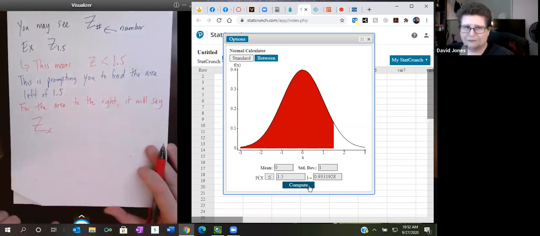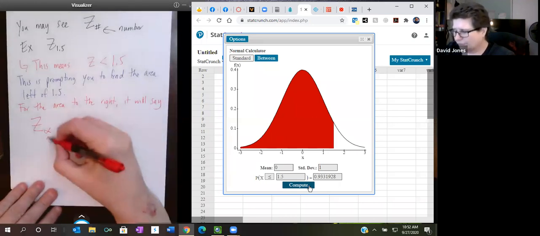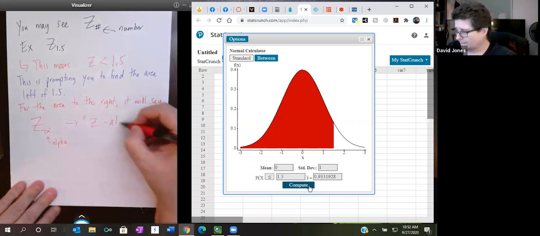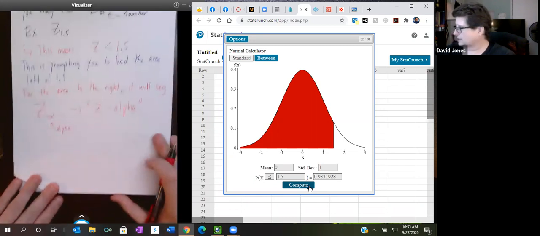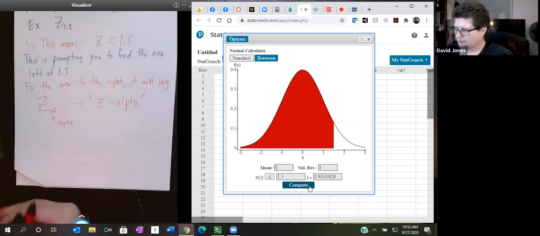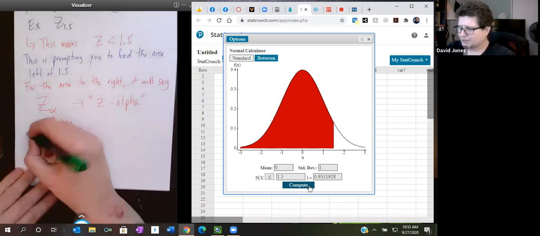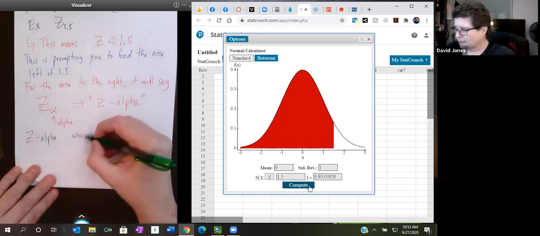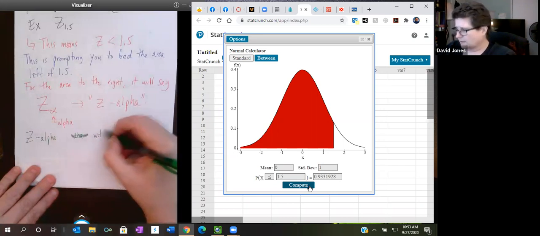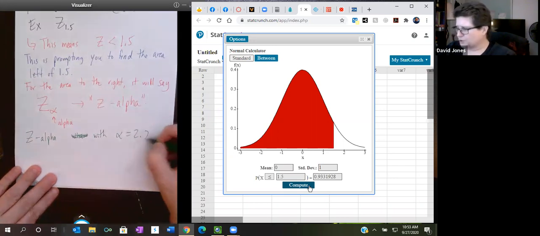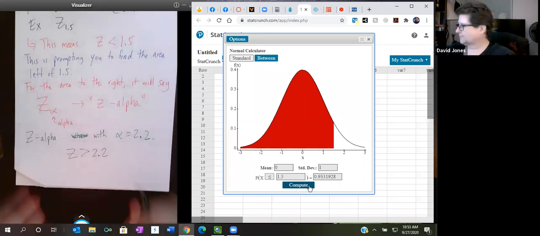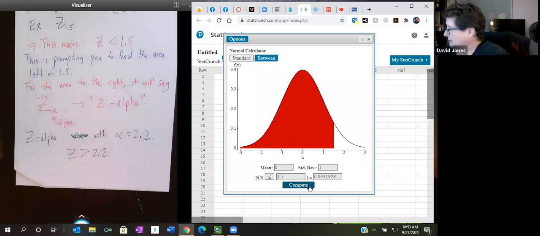It's also the logo for fish frequently. That's alpha in Greek letters. So this is read as Z alpha. So if they ask you for the Z alpha score of Z alpha, where alpha equals 2.2, what they're really saying is Z is greater than 2.2, okay? And different problems will lead to different things.